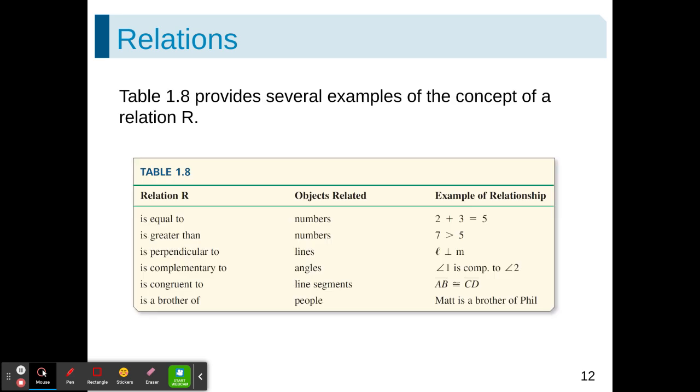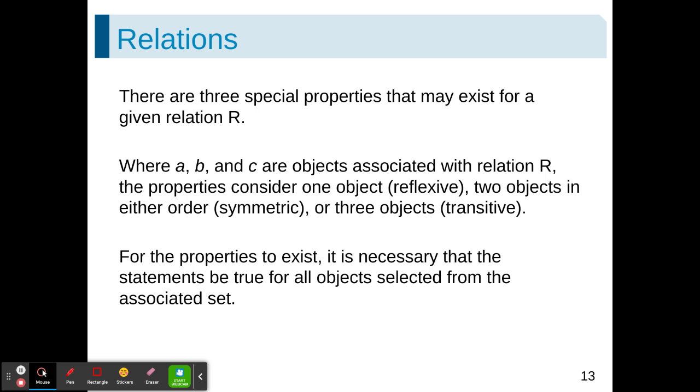So in this case right here, we see table 1.8 provides several examples of the concept of a relation. The equal to relation says, like in this case here, 2 plus 3 is equal to 5. That's a relationship of equality. We have a greater than relation, and that's where 7 is greater than 5. We have a perpendicular relation, and that's where line L is perpendicular to M, excuse me. We have complementary, congruent, and is a brother. So that's just a generic example of how relations work.